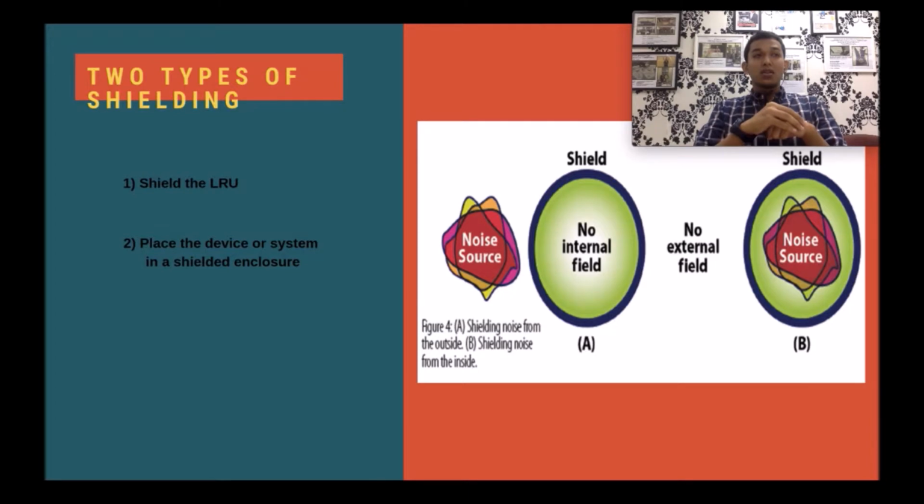So the EMI will only stay in an enclosed space and it will not go anywhere. It will not affect the transmission line here. So the second one is we keep them in an enclosed space. You can see the diagram here that I provide in the slides.